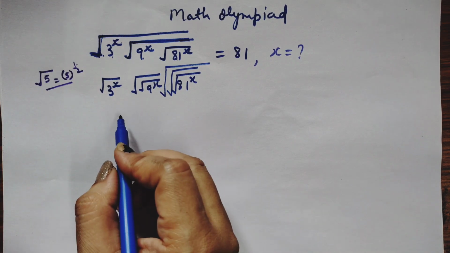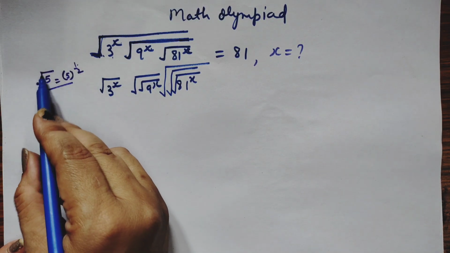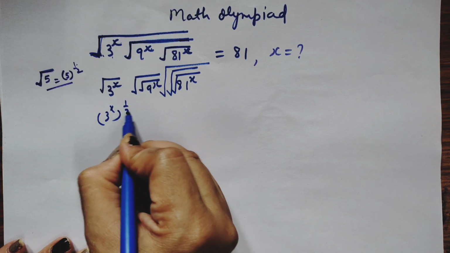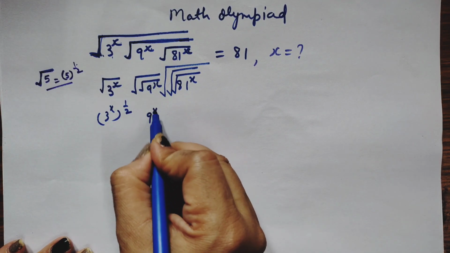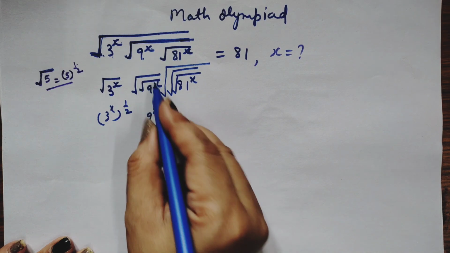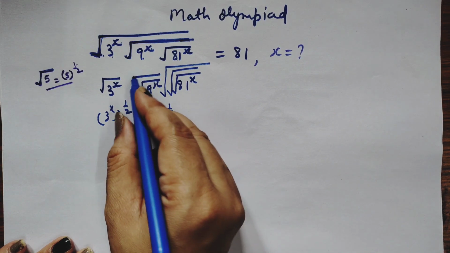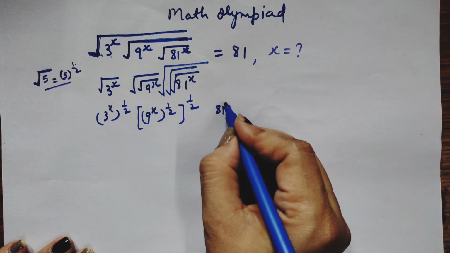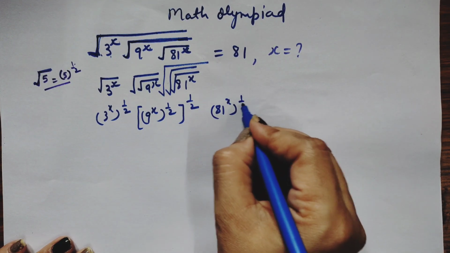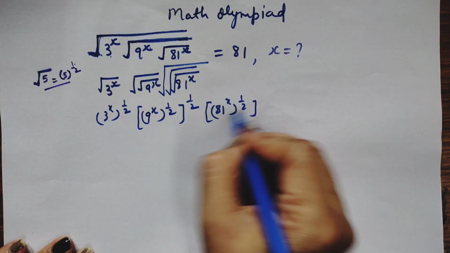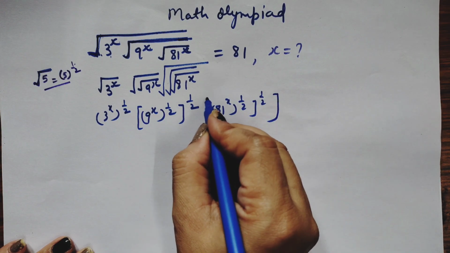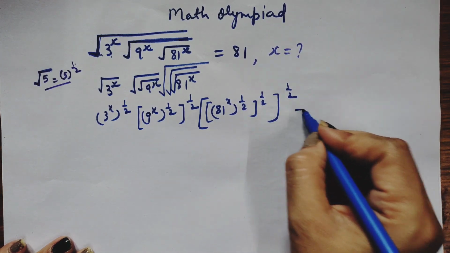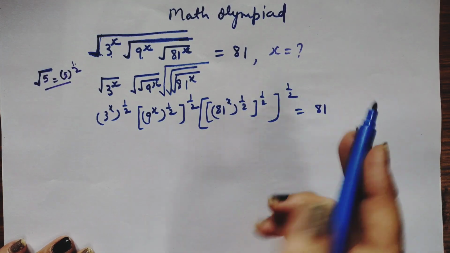Okay, so next we know the root value is whole power 1 by 2. So 3 power x whole power 1 by 2. Similarly, this 9 power x is 1 root, so we'll write 1 by 2, and again 1 root, so we'll write 1 by 2. Similarly, 81 power x, so it is 1 by 2 and whole power 1 by 2, again whole power 1 by 2. So 1, 2, 3 times 1 by 2 power. So 81 on the right hand side.